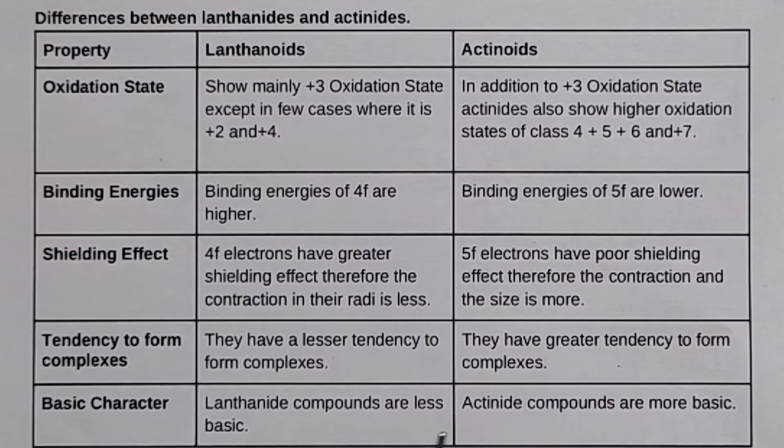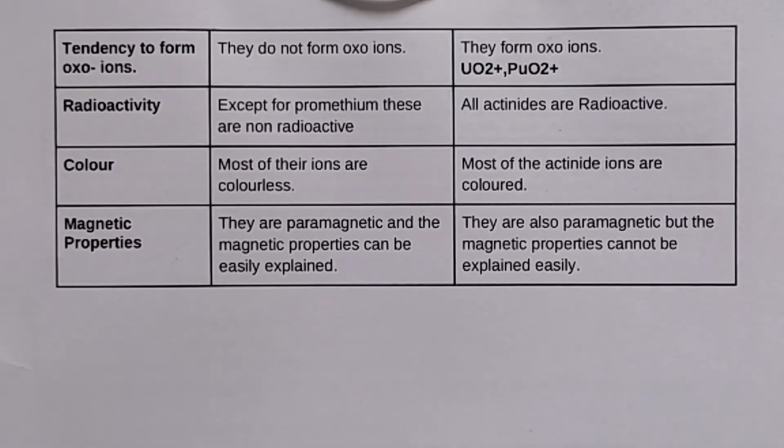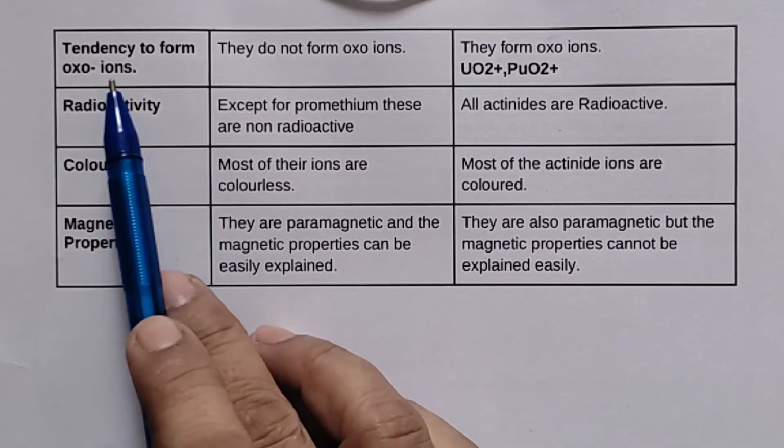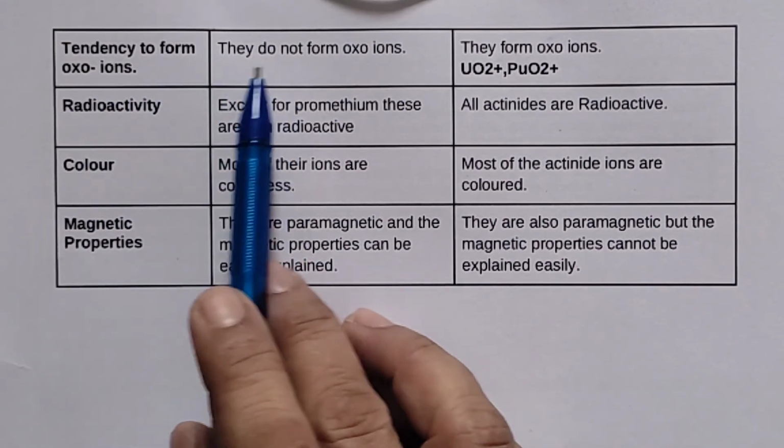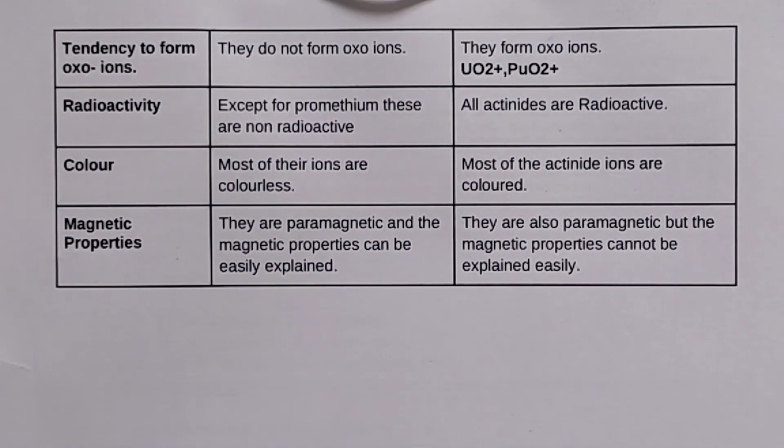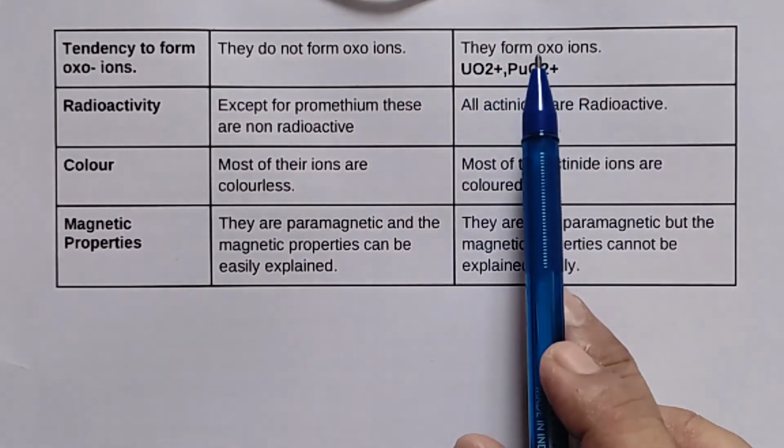So you can make a tabular column in your notebook. When you are making notes, obviously you will be able to remember them in a better manner. Basic character: lanthanide compounds are less basic and actinides are more basic. So far we have done five. Some more differences are there. Further, the difference is the tendency to form oxoions. Lanthanides do not have the tendency to form oxoions. Actinides have the tendency to form them.